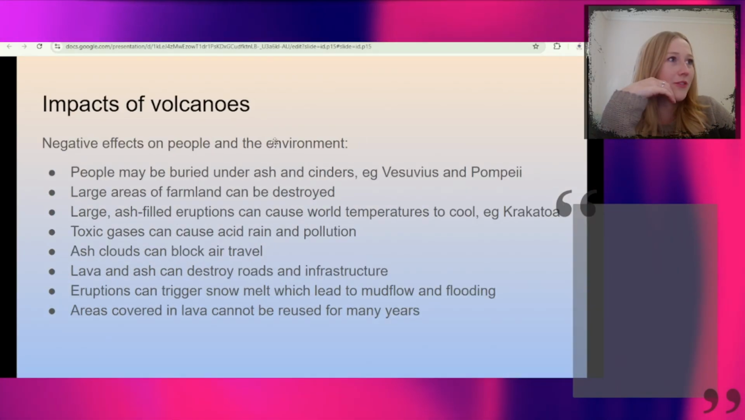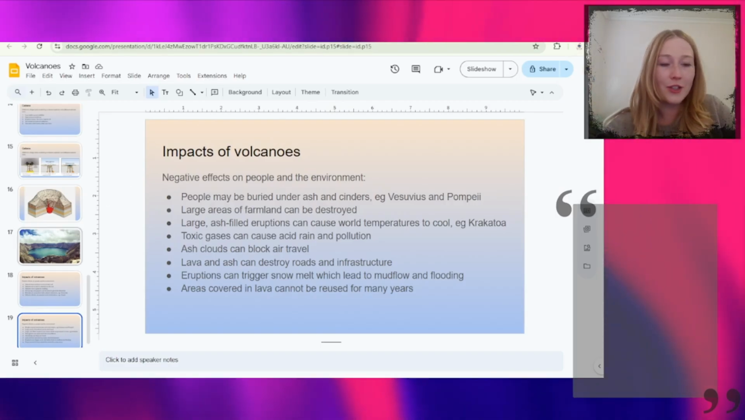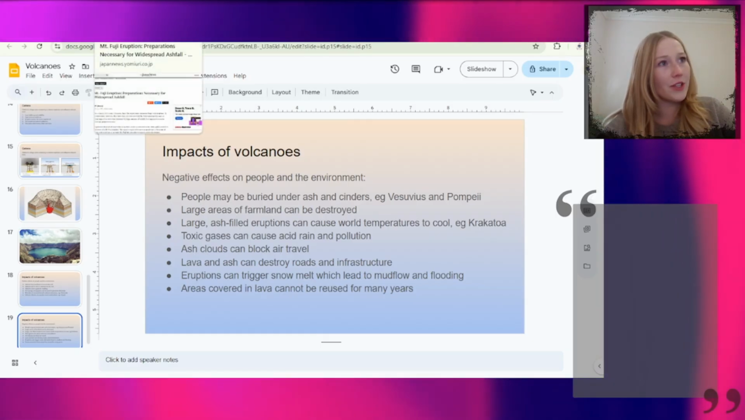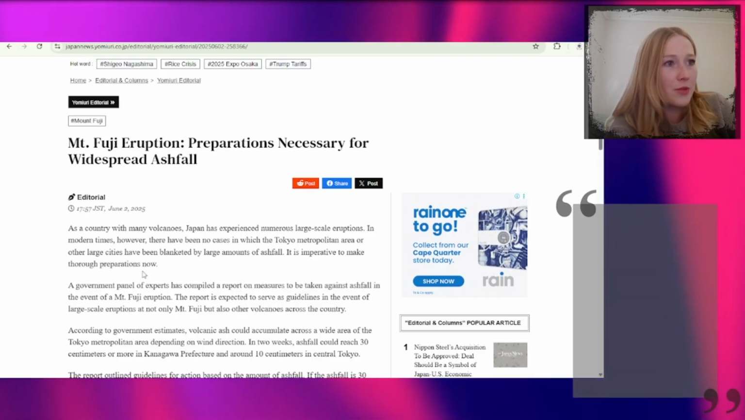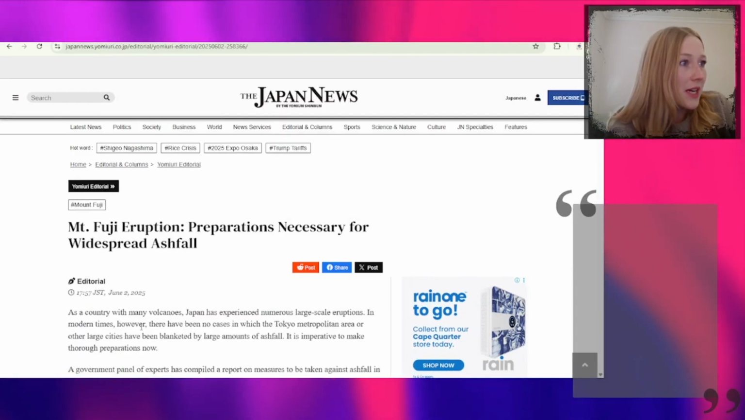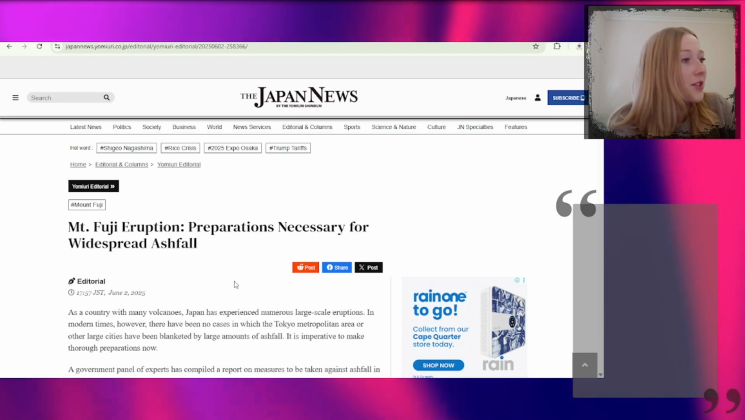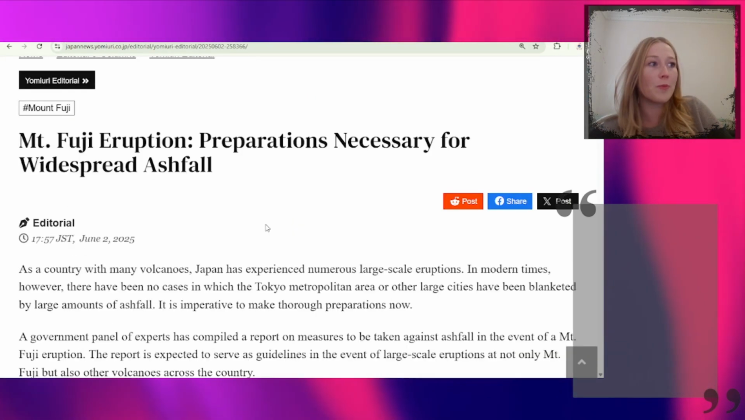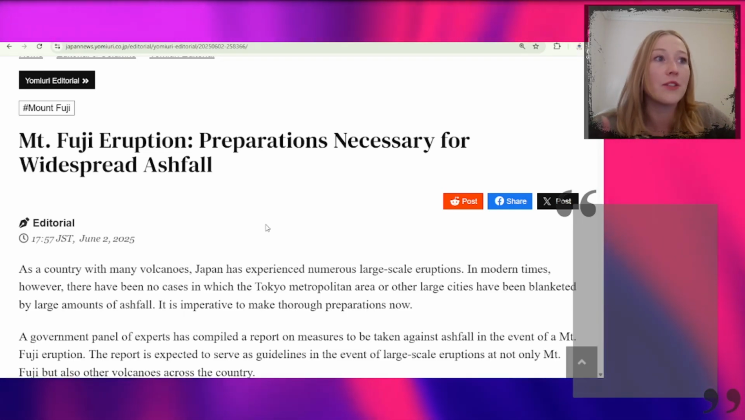Now, since we've run through the essentials of what volcanoes are and how they form and all of those lovely details, I want to take a look at a few case studies. I came across this article from, I think, a couple of days ago. I don't know how reputable this site is, the Japan News, but I thought this was a very interesting article and I wanted to go through it. In this article, they were talking about what Japan would have to do to prepare for a massive eruption.